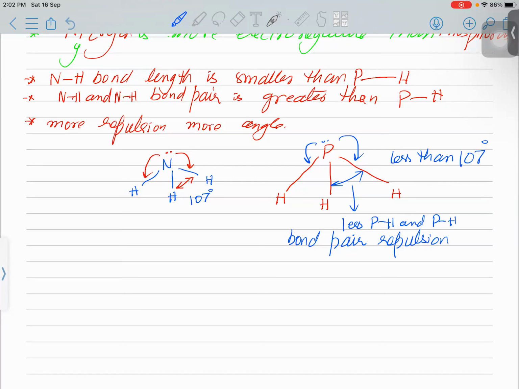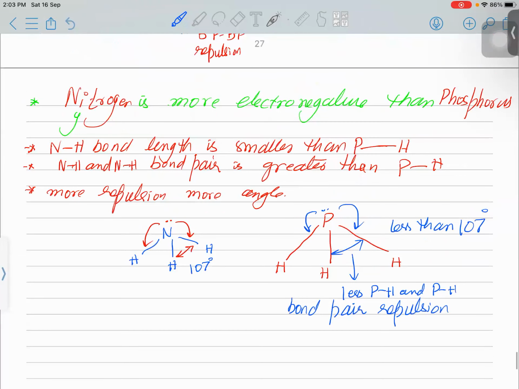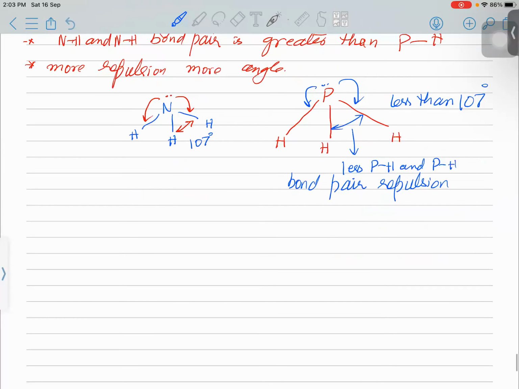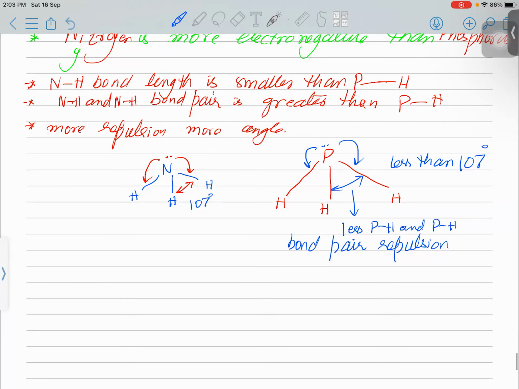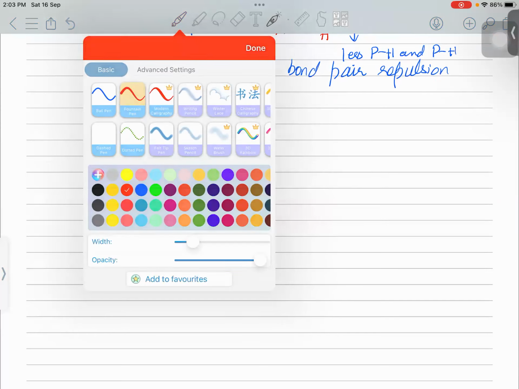So, sir, we may need to memorize the exact value? No. Always remember less than 107. It may be 105, it may be 104, it may be 103, but less than 107. Okay, sir. This is the repulsion between bond pair and lone pair. Beta, can I move forward? Yes, sir.